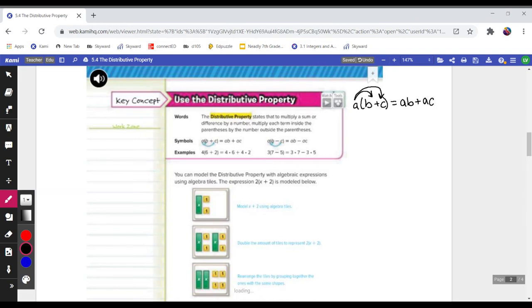So that's if you have addition. Now, if you have subtraction, A times the quantity B minus C, you distribute the A times the B, which is AB, and then A times the C, which is AC, and you subtract those values. So you can model the distributive property with algebraic expressions using algebra tiles. The expression 2 times quantity x plus 2 is modeled below.